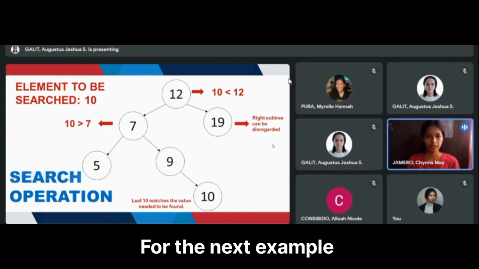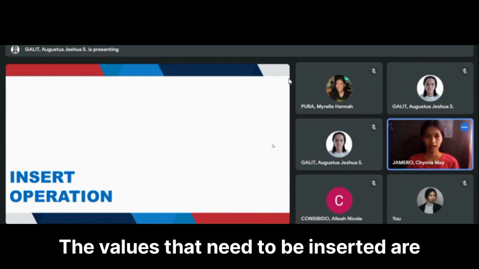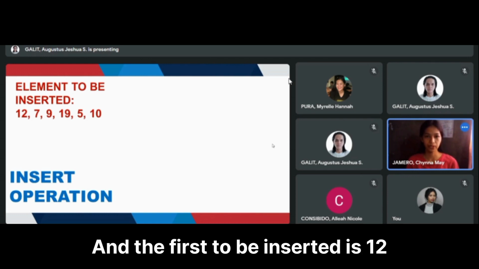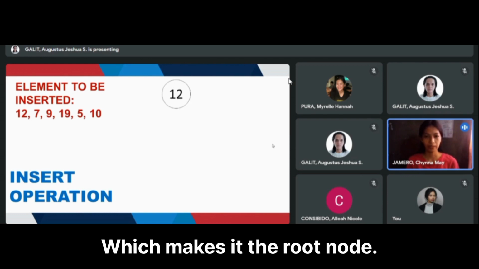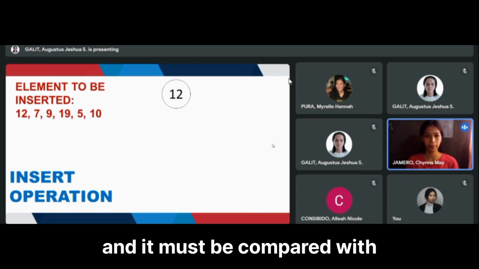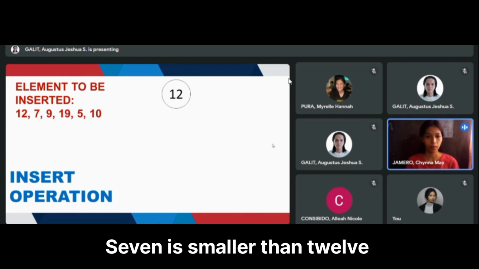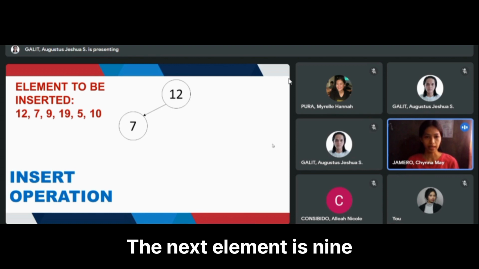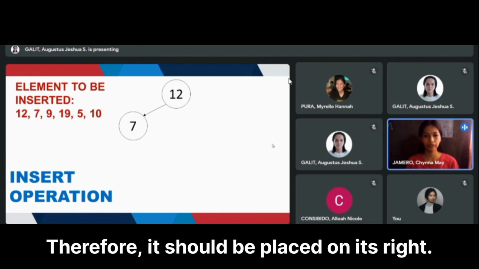The next example is an insert operation. The values that need to be inserted are 12, 7, 9, 19, 5, and 10. This is very straightforward and the first to be inserted is 12, which makes it the root node. The succeeding value is 7 and it must be compared with the root node. 7 is smaller than 12 and it must be placed on the left. The next element is 9, and because it is greater than its parent node, which is 7, it should be placed on its right.